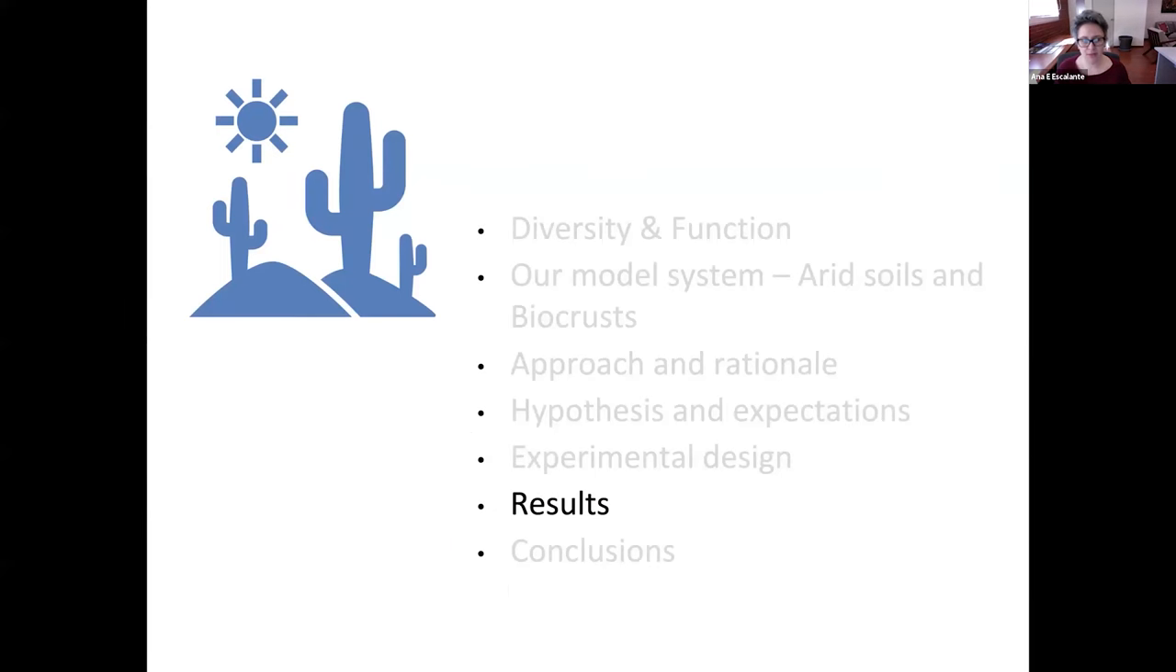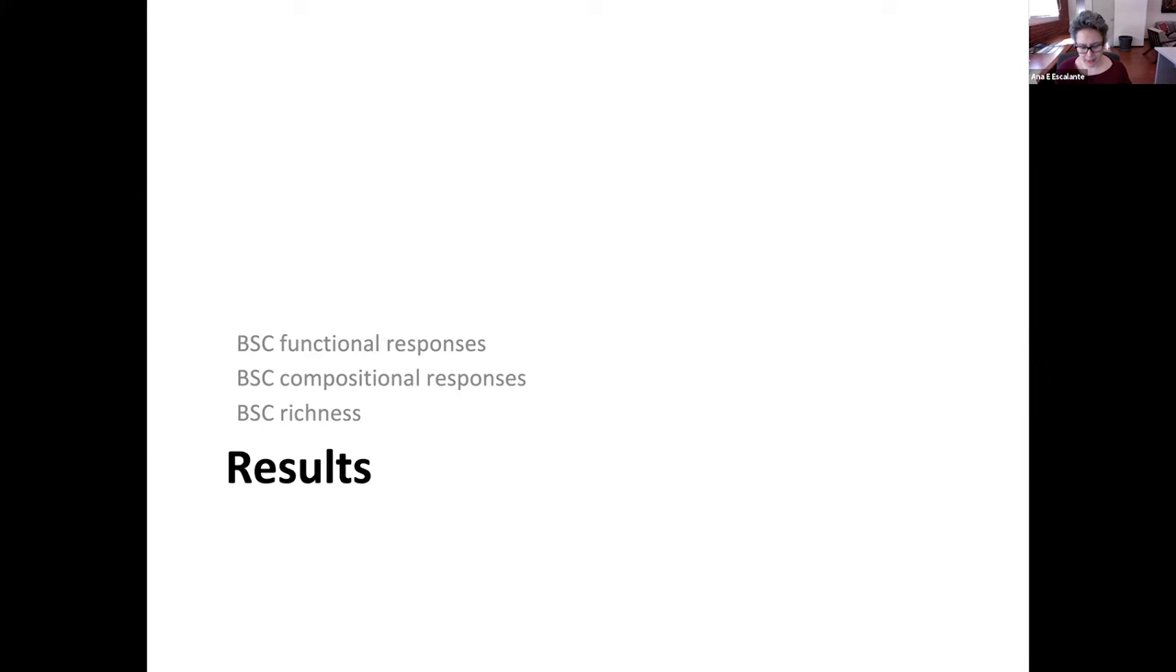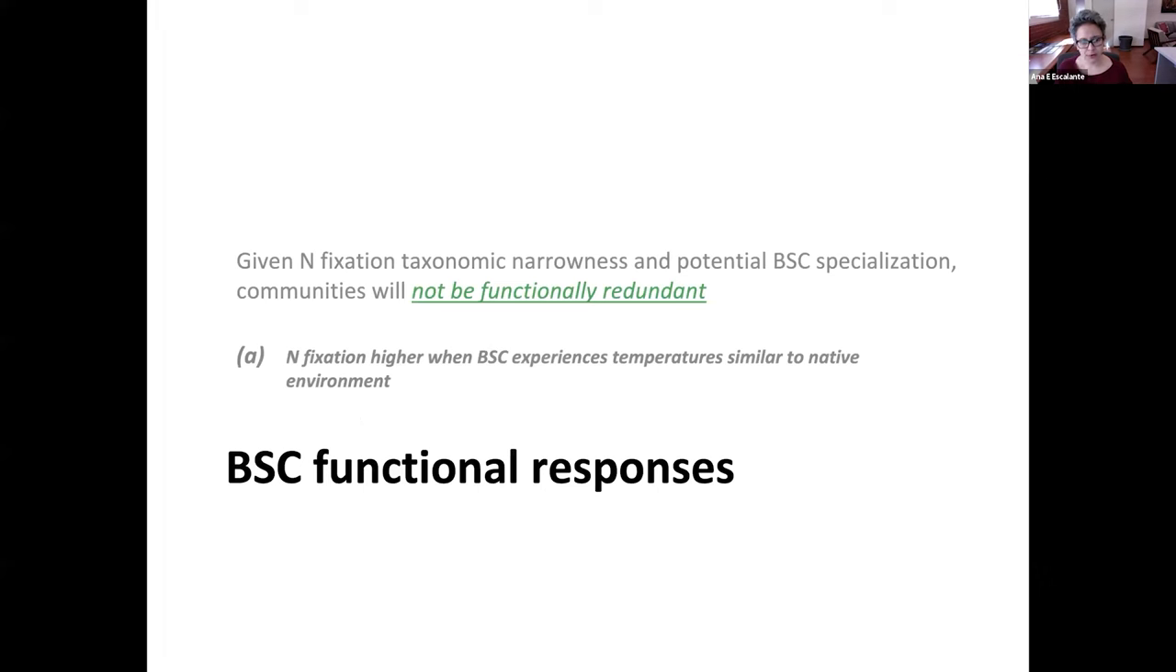So the results of these experiments, we presented them in three categories. One was the functional responses of the crusts, the other the compositional responses of the crust, and then the richness responses of the crusts. For the first part, the functional responses, I will try to convince you that we demonstrate that, given the nitrogen fixation and taxonomic narrowness and potential crust specialization, communities were not functionally redundant. And in addition, nitrogen fixation was higher when the crust experienced temperatures similar to native environment.